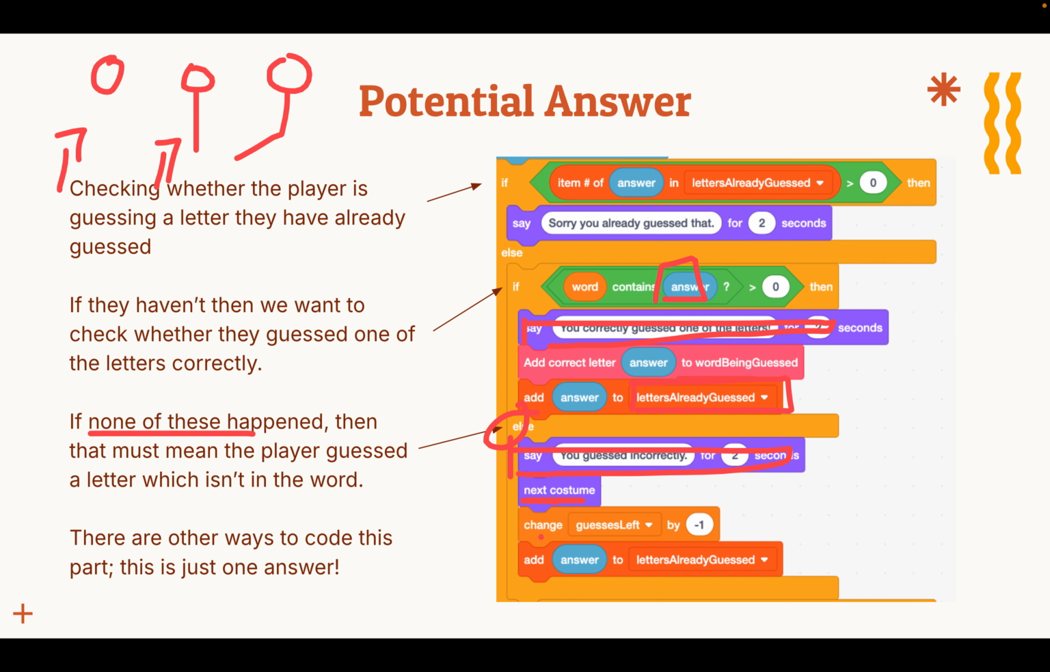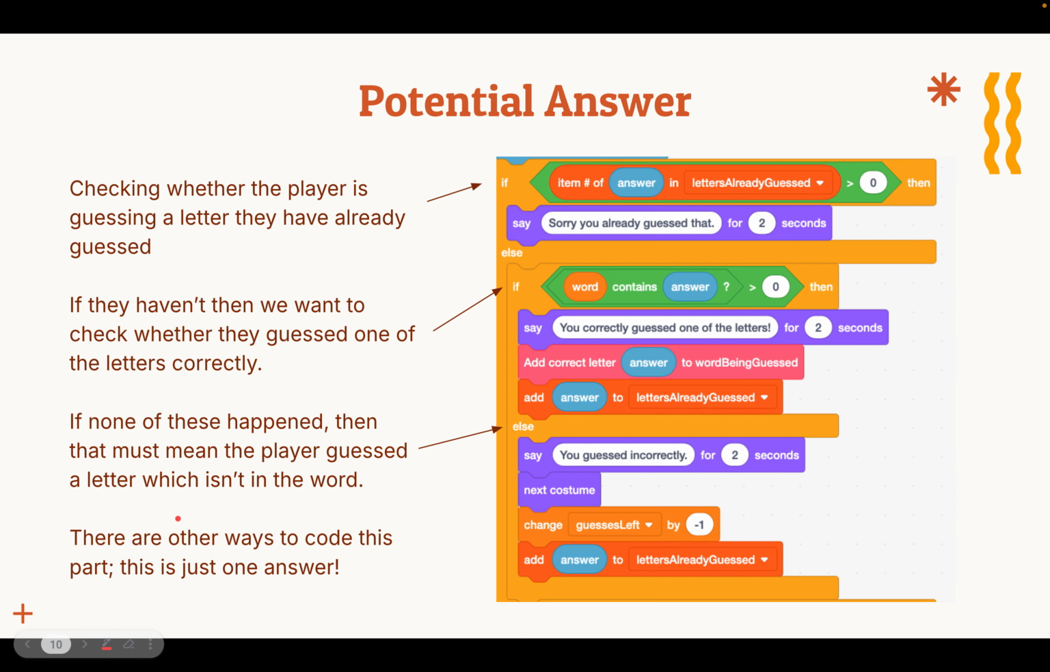Finally, we want to change guesses left by -1, since they have one less guess left. And then we want to add the answer to letters already guessed, since they already guessed that letter now, right? So there are other ways to code this part, just keep that in mind. This is just one answer that we have.